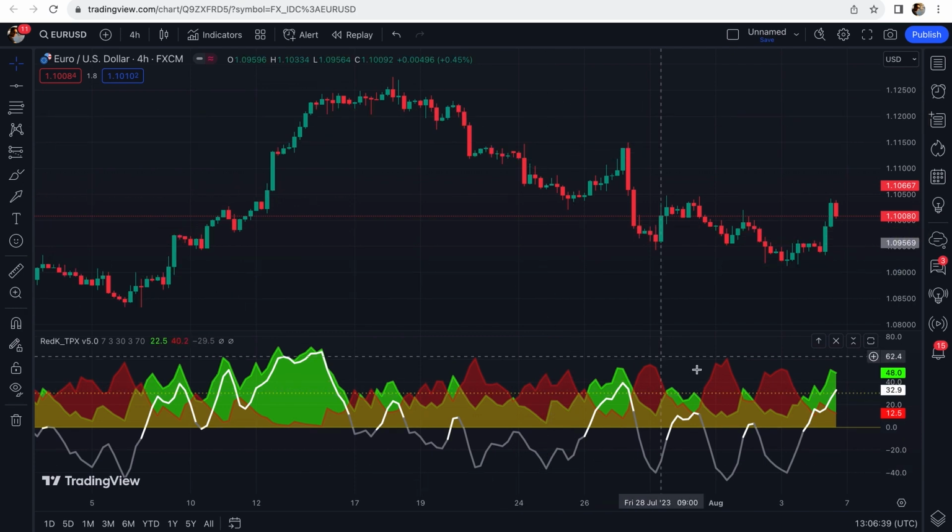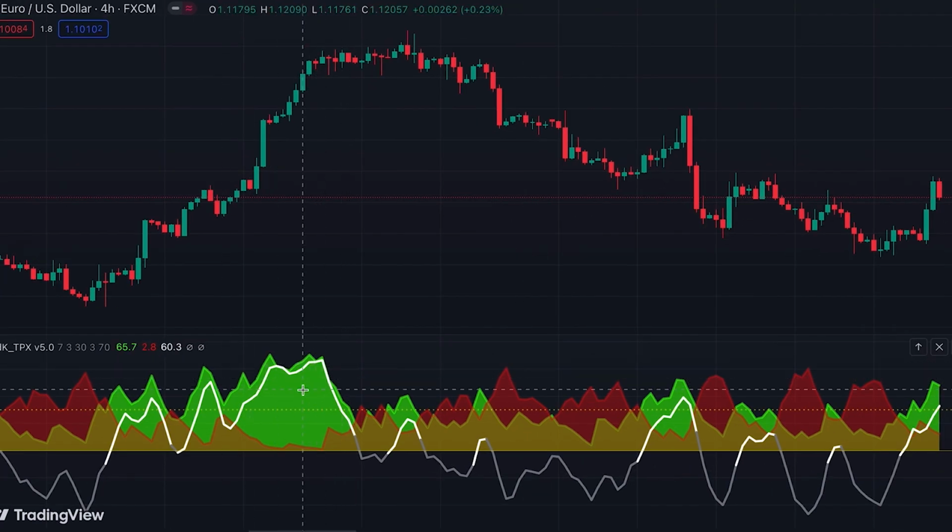As you can see in this indicator, we have different lines and areas. The green area shows bullish pressure, in other words the pressure from the buyers' side, and the red area shows bearish pressure, in other words the pressure from the sellers' side. And we also have this white line, which is the net pressure. It's bull pressure minus bear pressure. It can tell you the average pressure in the market.